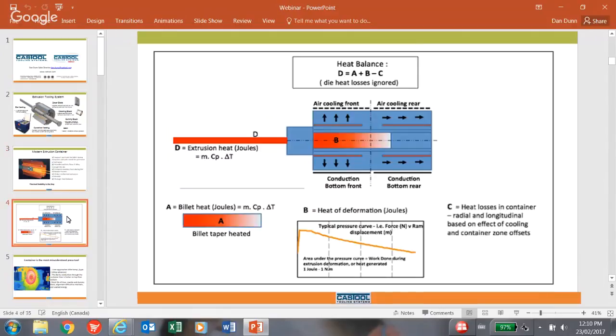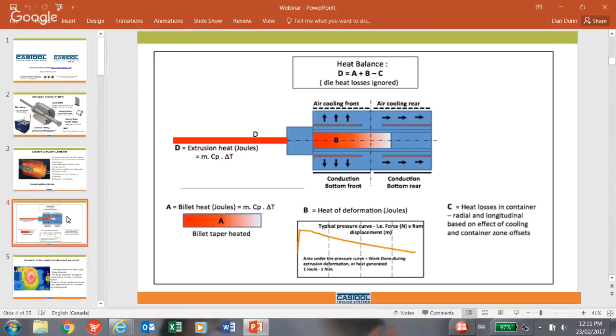When we look at heat balance, we break it up fairly simply. There are three contributing factors, as follows, by a simple formula of D, which is extrusion heat, equals A plus B minus C. So we start with A. This is the heat that is generated with the preheated billet, with of course an effective taper from front to back.